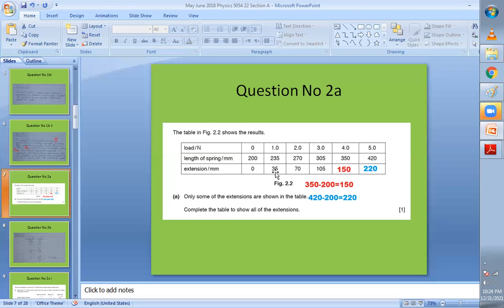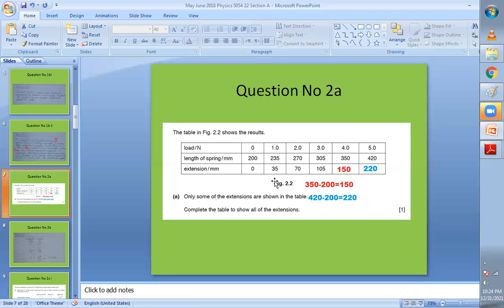But after 3 Newton, you increased from 3 to 4, you increased 1 Newton further, but the increase in the extension is not 35. The increase in the extension is 45. So the extension and the load are no more directly proportional to each other. So before this 3 Newton, the load and the extension are directly proportional to each other.